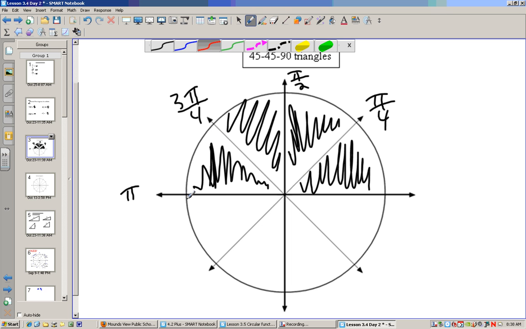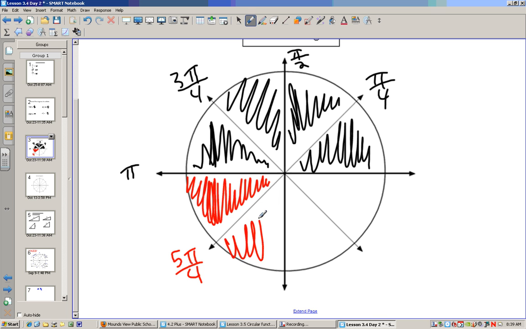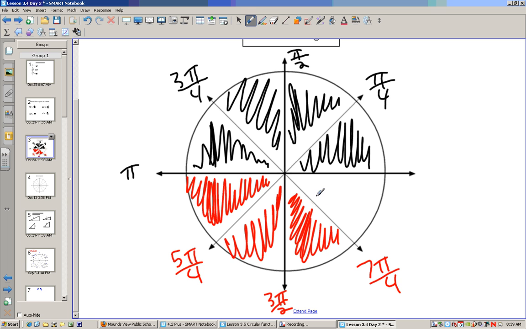Now, if I want to keep going and I color this one, I'm past 1 pi, and I'm past it by 1/4, so that's 5 pi's out of 4. This one would be 6 pi's out of 4, which is 3 pi over 2. This next one would be 7 pi's out of 4. And then the last one would be 8 pi's out of 4, which is 2 pi, or 0. These would be coterminal angles.